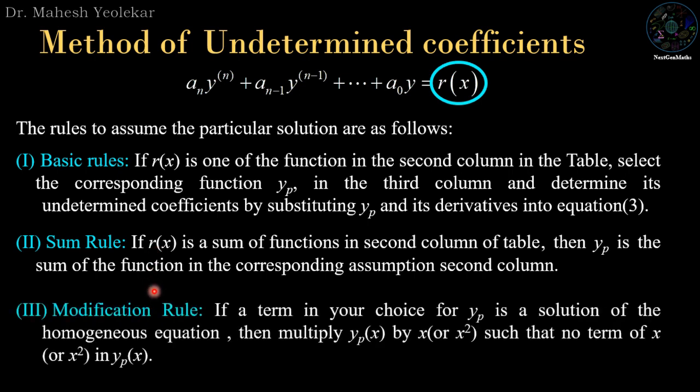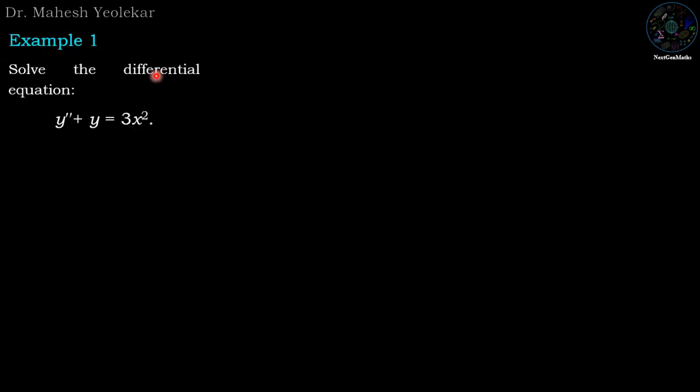Now the modification rule. If the assumed yp is a part of the solution of the homogeneous part of the equation, then we have to modify yp by multiplying by x or x^2, depending on the solution of the homogeneous part of the equation. That we will see in an example. Example: solve the differential equation y'' + y = 3x^2.